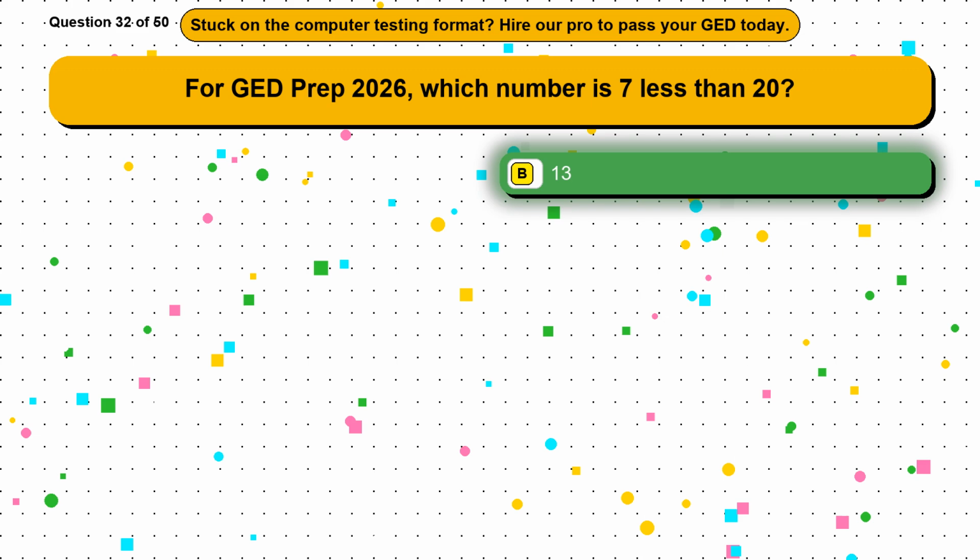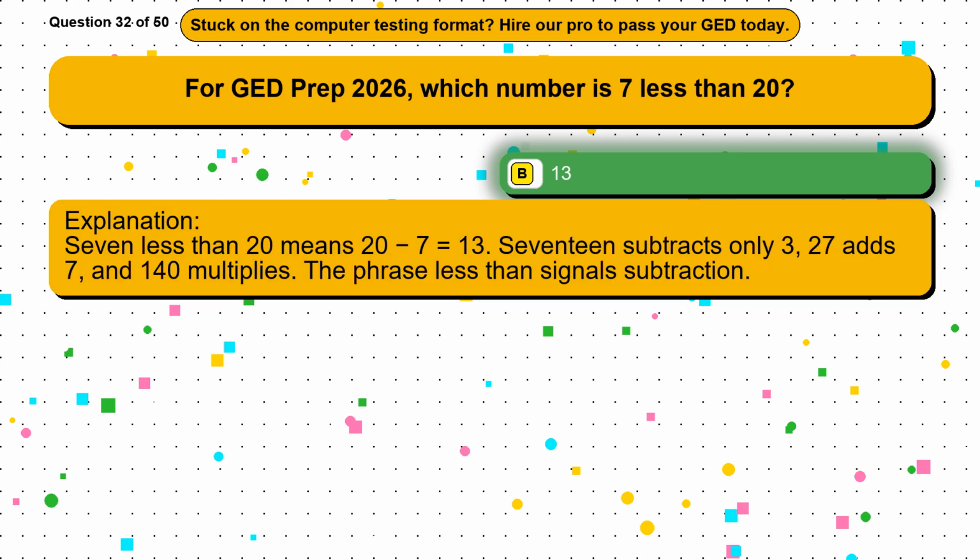The correct answer is option B. 13. 7 less than 20 means 20 minus 7 equals 13. 17 subtracts only 3, 27 adds 7, and 140 multiplies. The phrase less than signals subtraction.